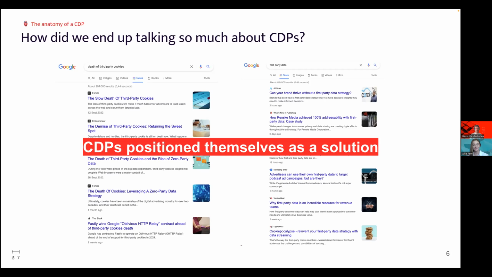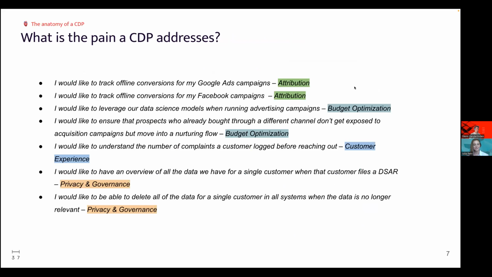Everybody who struggles with use cases around measurement, attribution, all these types of things, and beyond, by the way, and has been looking into data collection from a first-party perspective, typically goes and looks at a customer data platform, or at least customer data platforms make sure that they position on those solutions. Now, what do customer data platforms actually solve, or what are the problems, the pains that they address?